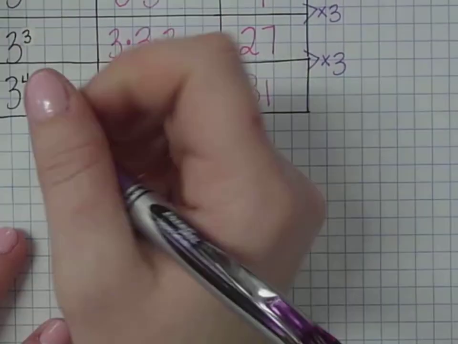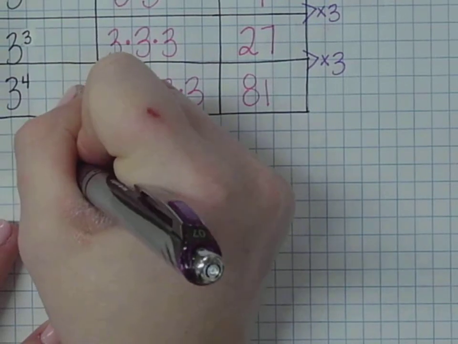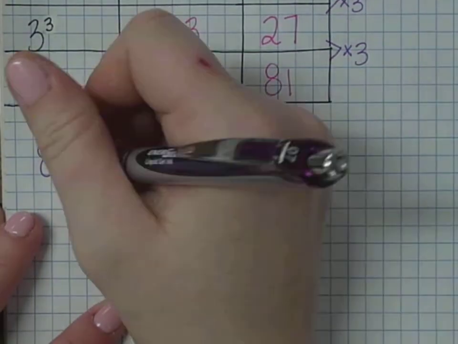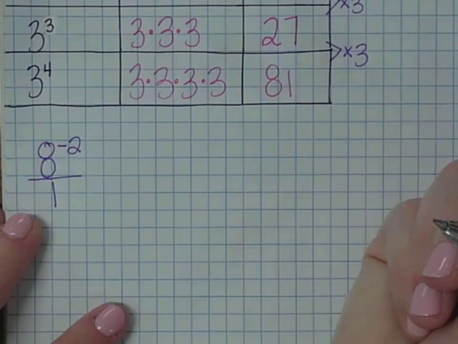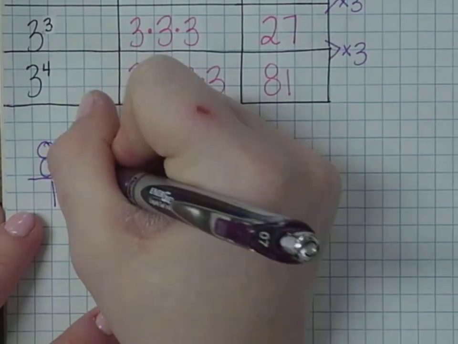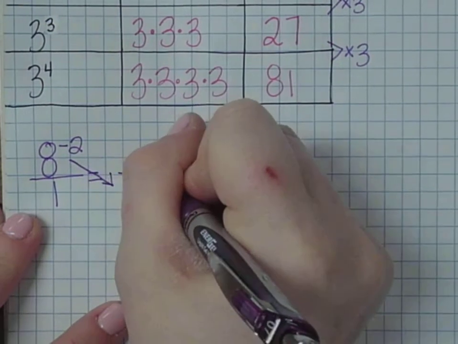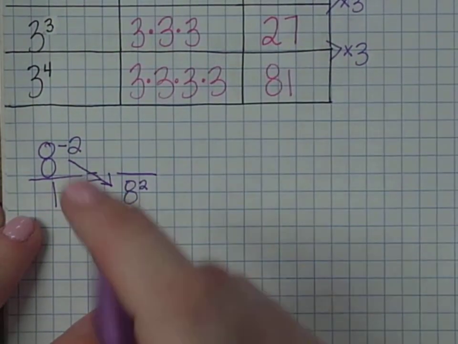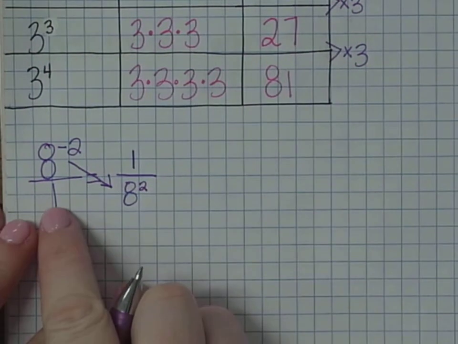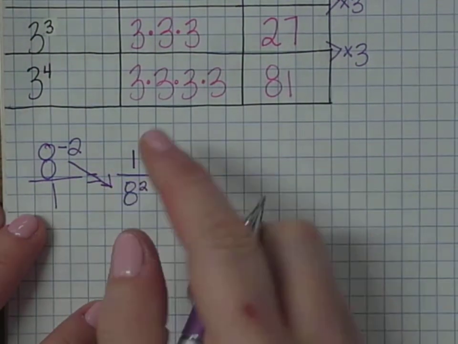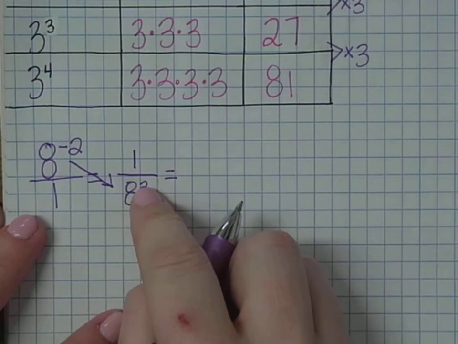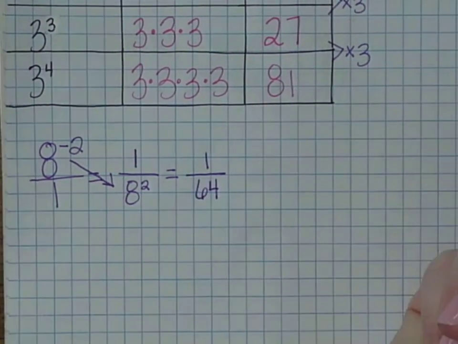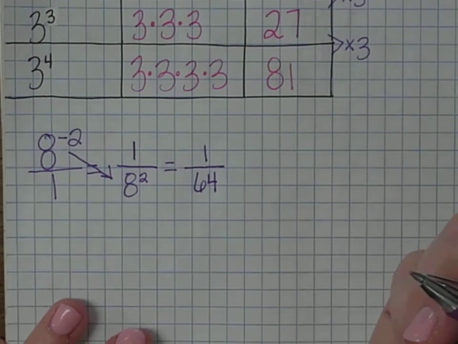Okay, so let's do another one. So if we have 8 to the negative second, we're done with the table, so let's do another example. So you're going to put it over 1, and you're going to write it in the denominator. So I would put it as 8 squared. Well, you have to put this 1 as a placeholder. Well, 8 squared, or 8 times 8, is 64. So it'd be 1/64th would be my answer.